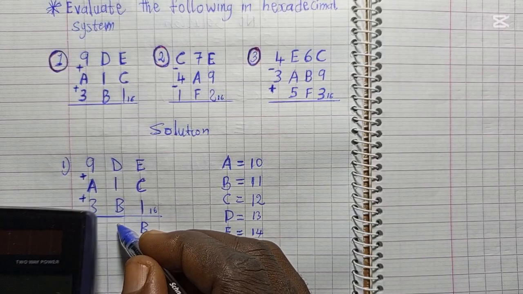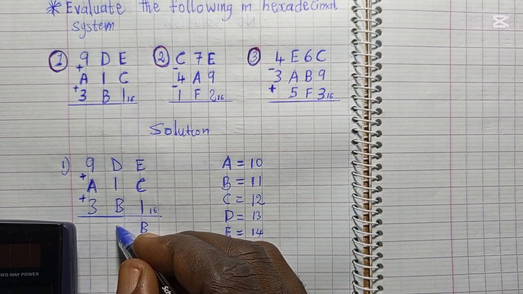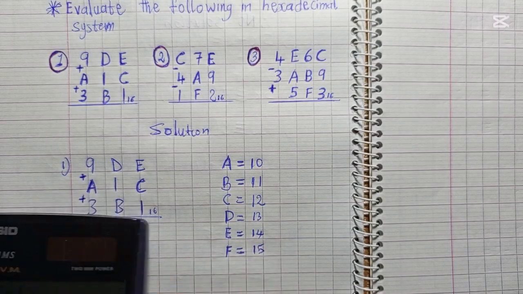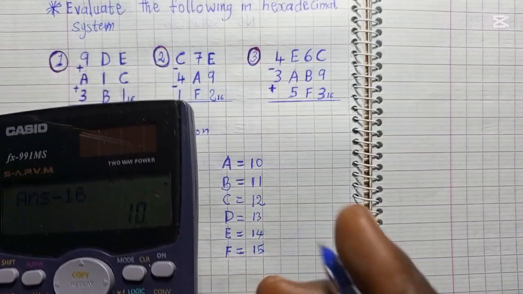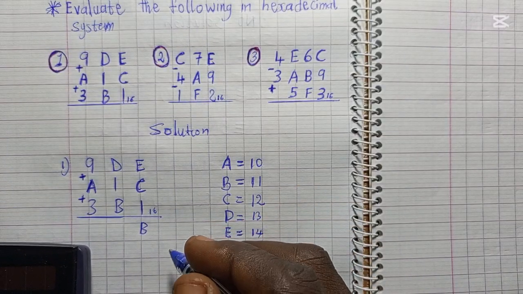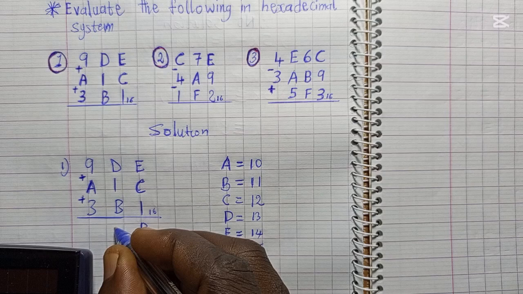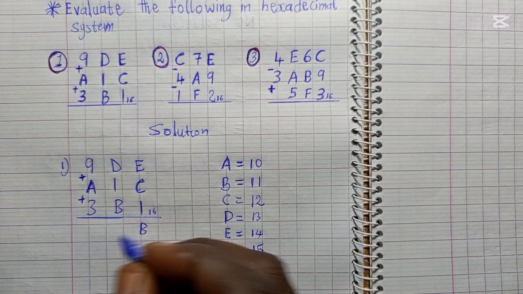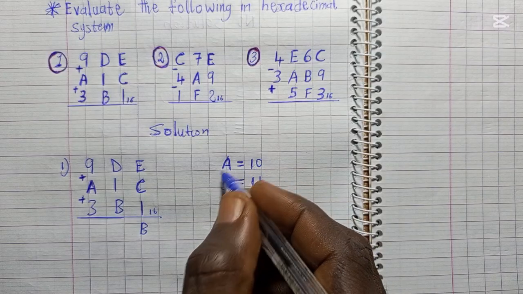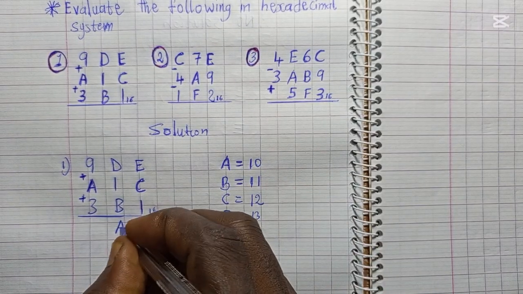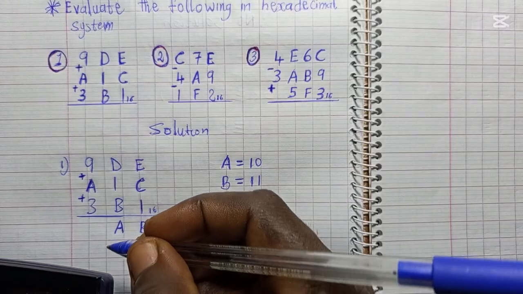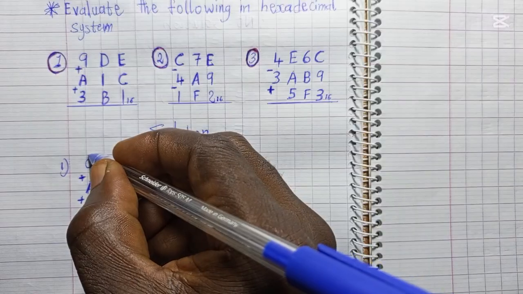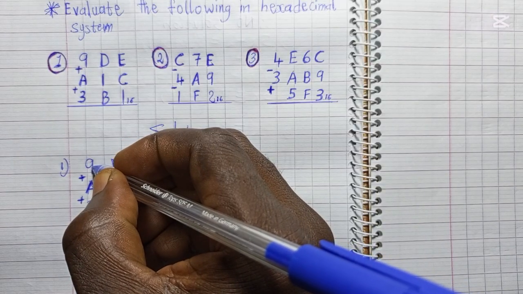We are not going to write 26 directly. Remember what I did just now. How many times can 16 go in 26? 26 minus 16 will give us 10. Then we normally write the remainder, not the number of times 16 can go in 26. We write the remainder first, which is the 10, and 10 is equivalent to A. I'll write A here because I'm working in base 16. Then remember 16 goes in 26 once. That once we are going to bring it here and add it to 9.